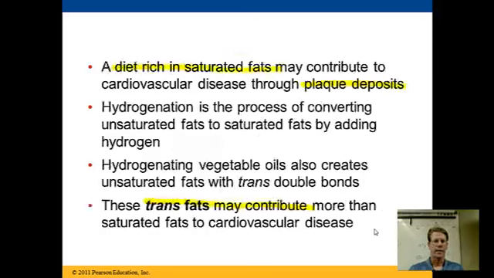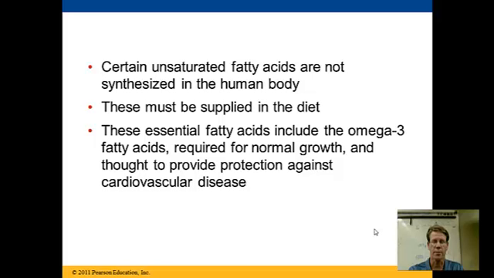Going back, talking about trans fats and how they may contribute more than saturated fats to cardiovascular disease. So you really got to be careful about the amount of trans fats that you're getting in your diet. This is why you see so many different products in the grocery store labeled as no trans fats. It's a big marketing push to get you to buy their product, and they're doing it for health reasons. They're kind of pushing the envelope a little bit to get you to buy their stuff, but it is an important thing to keep in mind.